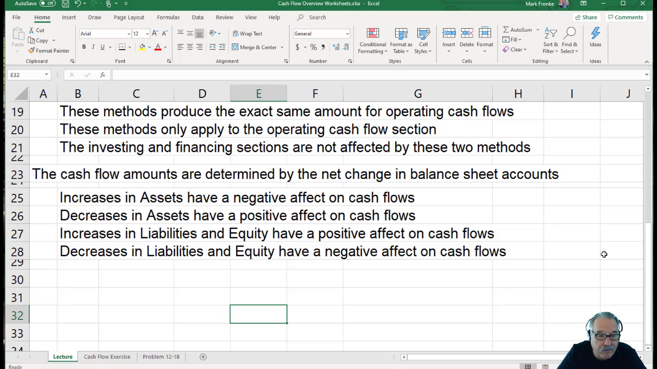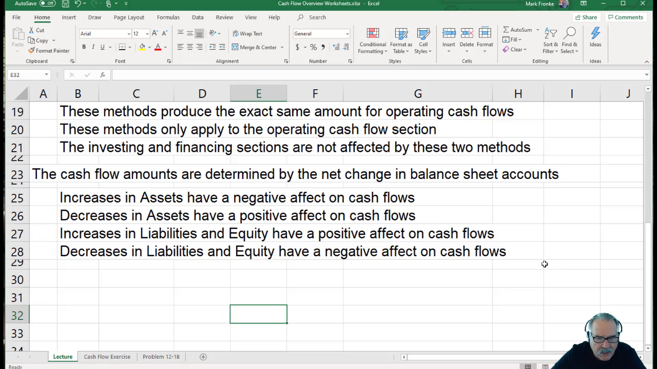So increases in liabilities and equity have a positive effect on cash flows. And you think about accounts payable. If accounts payable goes up, it means we didn't pay the vendors, and so we were able to retain the cash, and that's going to have a positive effect on cash flows. Or from an equity standpoint, if we sold some stock and common stock goes up, that has a positive effect on cash flows. And then the opposite is true if things go down. If accounts payable goes down, it means we paid the vendors more, and that has a negative effect on cash flows. If the equity accounts go down, like we bought some treasury stock, that's going to require cash, and that will have a negative effect.